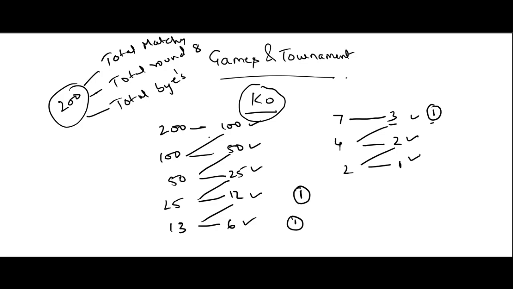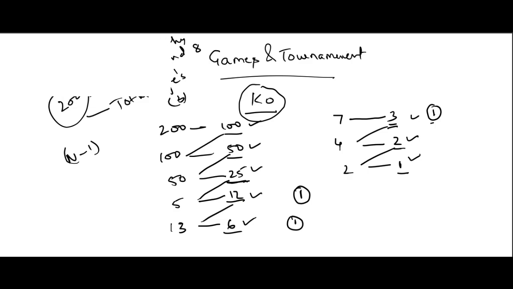The number of matches, as we see, 100, 50, 75, sorry, 25, 12, 6, 3, 2 and 1. The total number of matches will be 199. Again we have a funda here, that is n minus 1, and the total number of byes given is 3. Total 3 byes in the entire tournament we have to give. That's the basic approach for this type of questions.